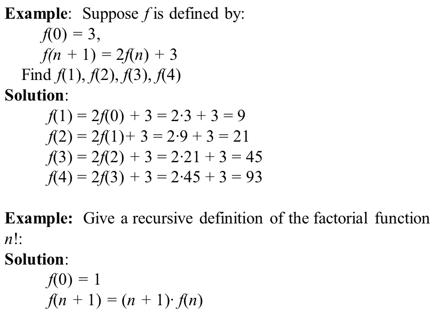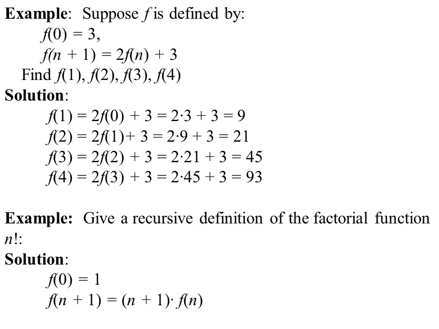In the first example, the function f is defined as f of 0 is equal to 3, that is the basis step, and f of n plus 1 is equal to 2 into f of n plus 3, which is the recursive step. Here you can observe that the function value at n plus 1 is expressed in terms of the function values at lower values.